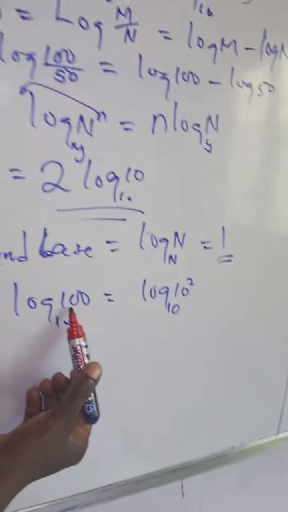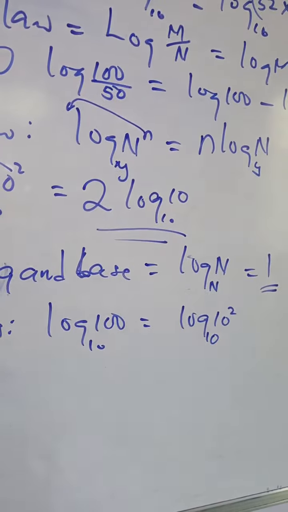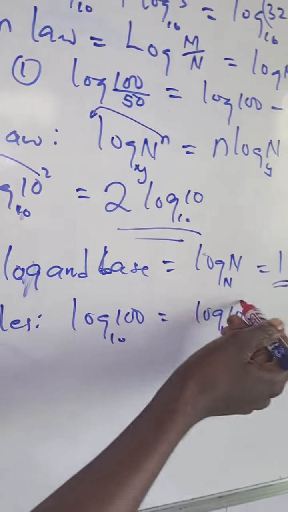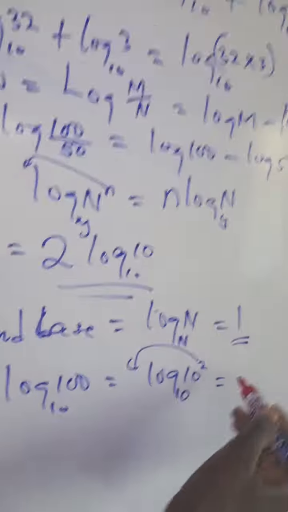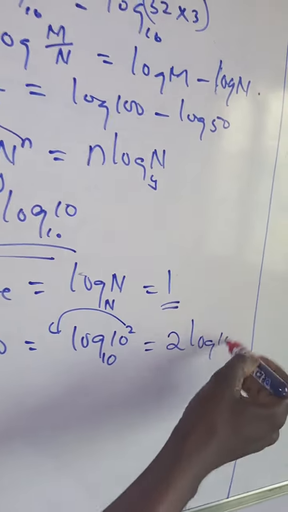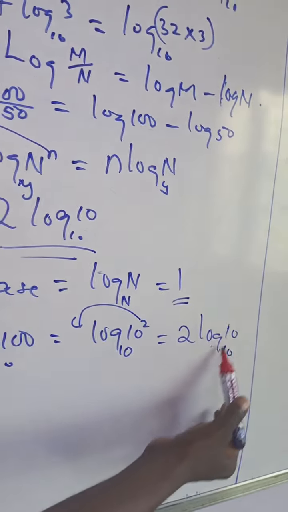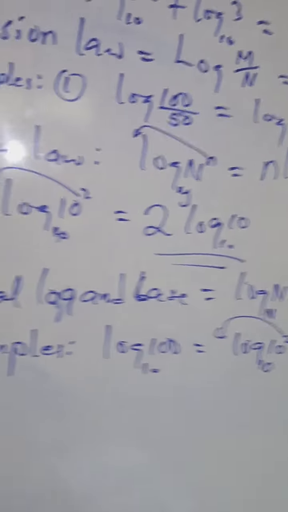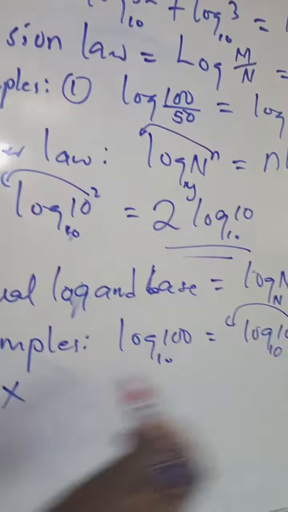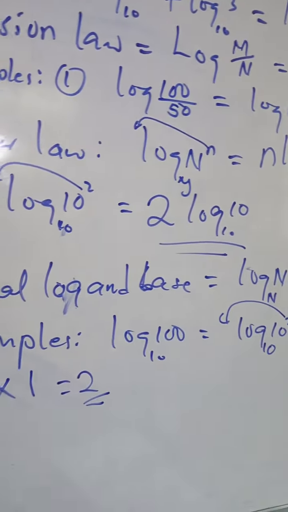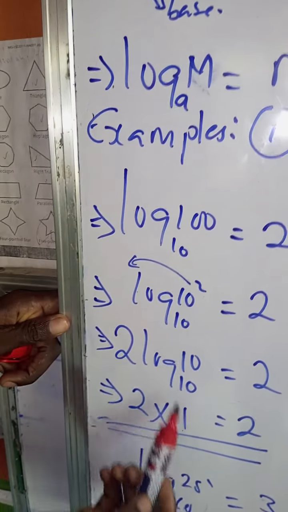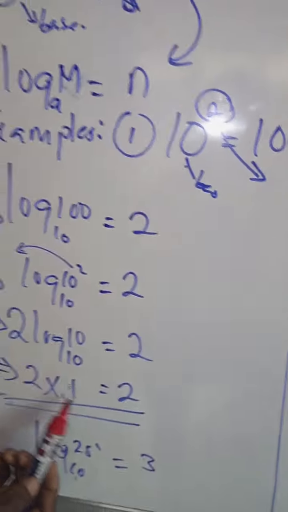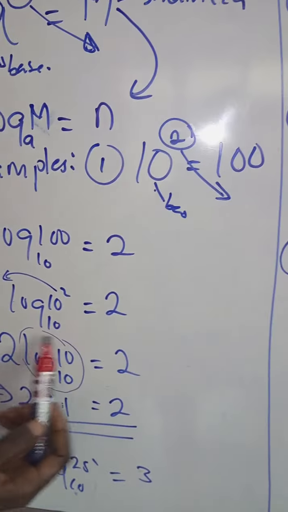Because I know that 100 is 10 raised to power 2, which is 10 times 10, of course. So this power will come to the front as we did in the previous log. So that will be 2 log 10 base 10. You see that this has equal log and base, so it will give us 1. That's 2 times 1, which equals 2. And that's why previously we got this one to be 1. Some students might be wondering, how do you not get 1? This is because of the law that is behind this.